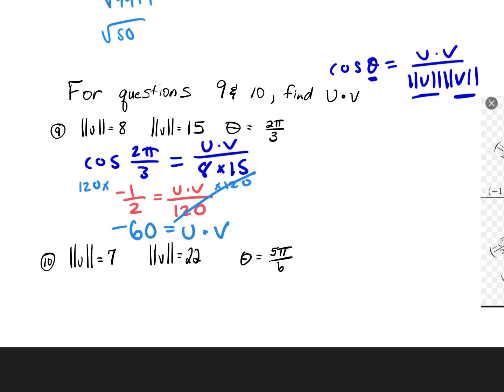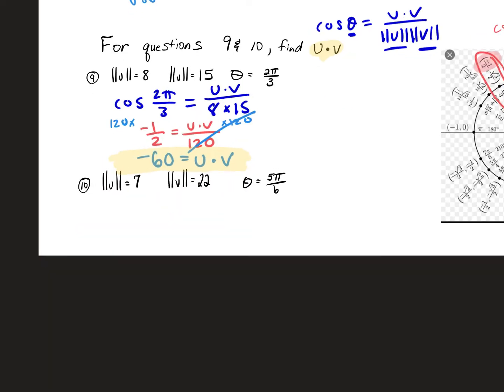You don't actually have to find the dot product of u and v. You just have to find what it is. So you don't have to find u and v. You just solve for whatever's on top here, which is the dot product. All right, number 10, we're doing the same thing.